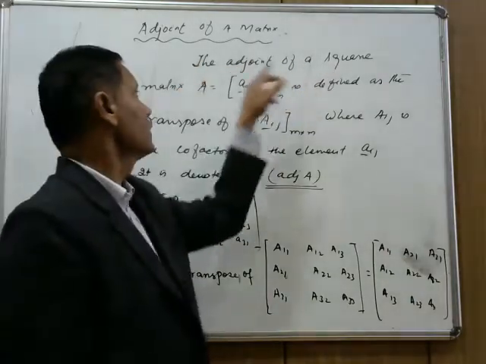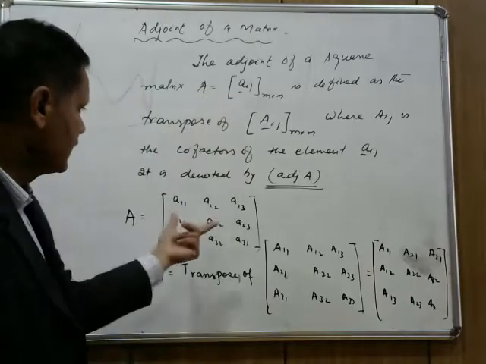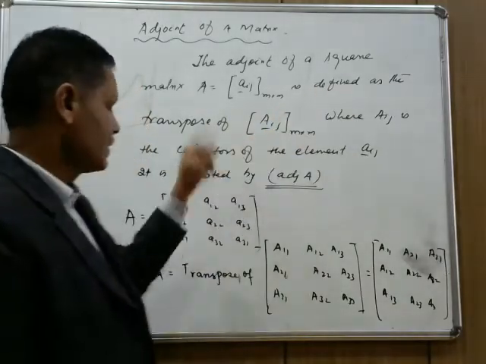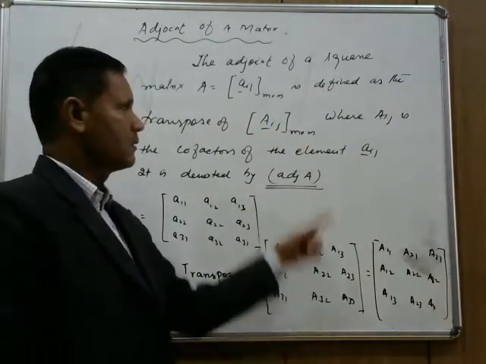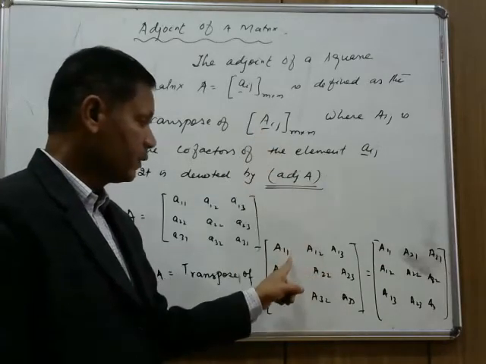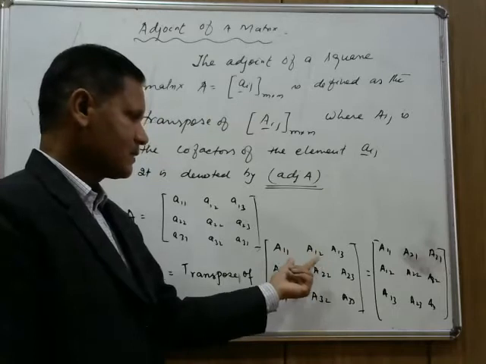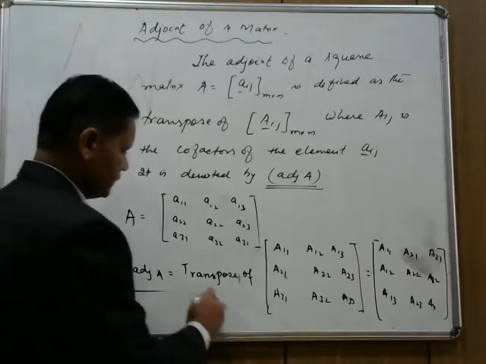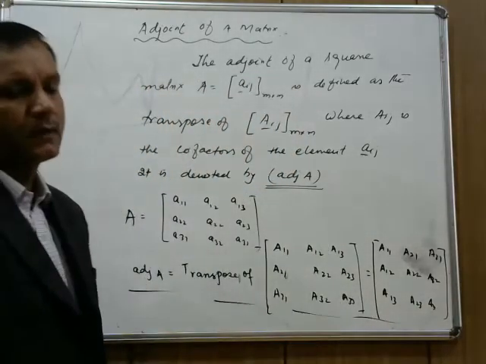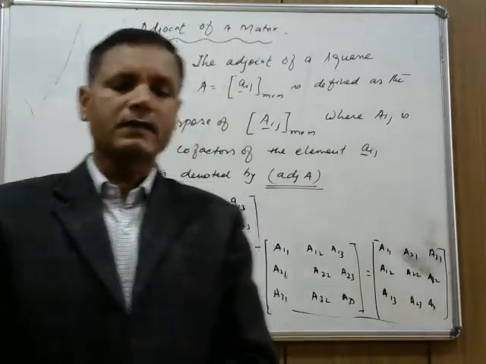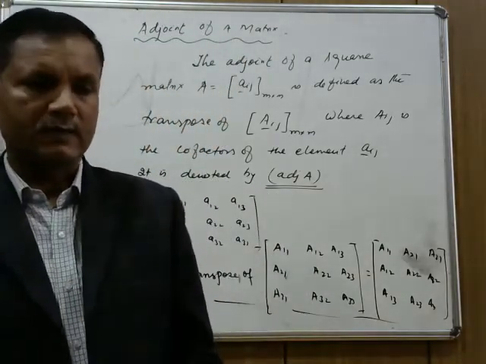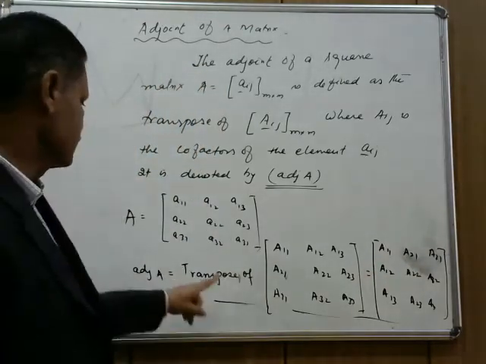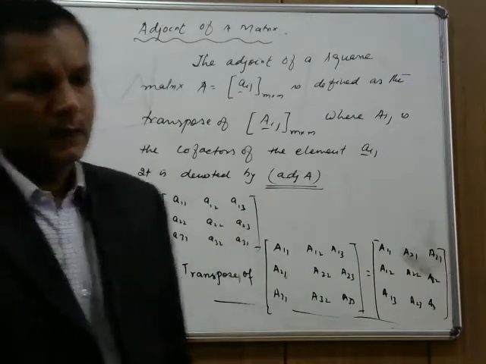The adjoint of a square matrix A having elements aij of order m by m is defined as the transpose of the matrix of Aij, where Aij is the cofactor of each element of the given matrix A, and this is the way to find the adjoint. I think you must have got it. That means, for the given matrix, you find its minors and cofactors, and after finding the cofactors, you transpose them, and that transpose will give you the adjoint of A. And this part is done.